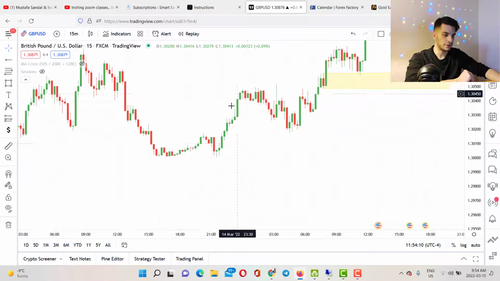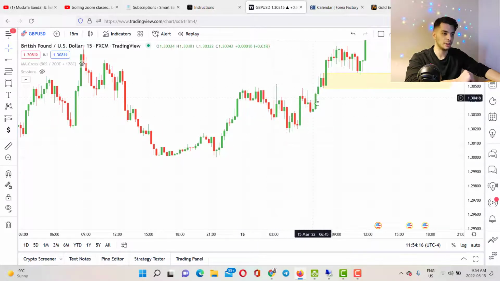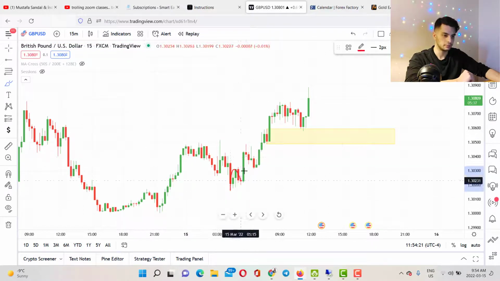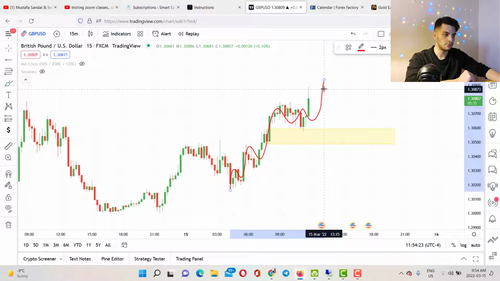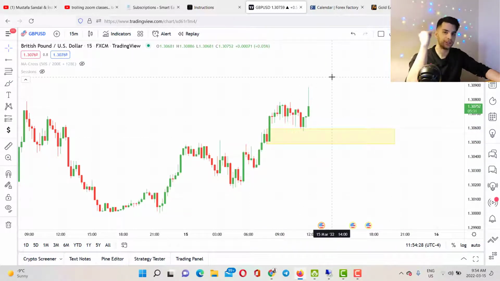But after here, the same as GBPUSD and EURUSD, after this support level, it has started creating higher highs and higher lows. Look at this, it has started creating higher highs and higher lows like this, and that's why this high probability order block is most likely to work. So that's for the EURUSD and GBPUSD, guys.